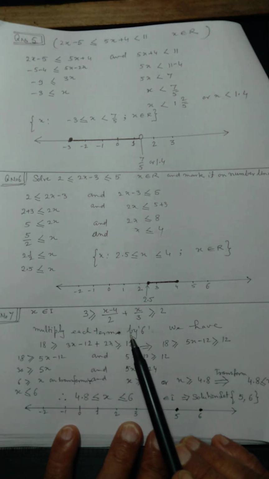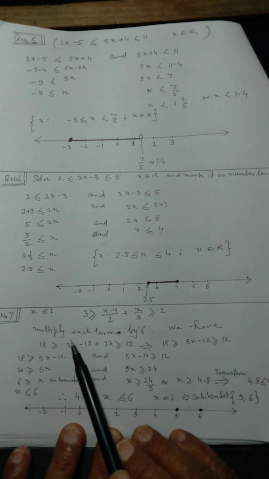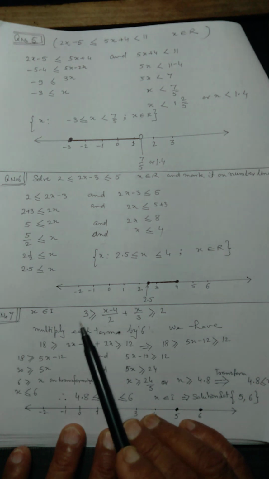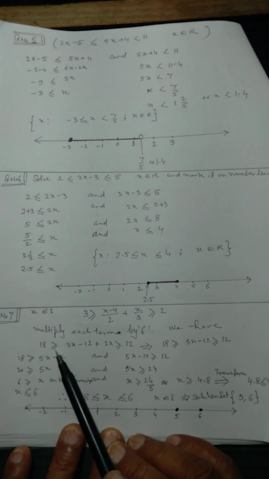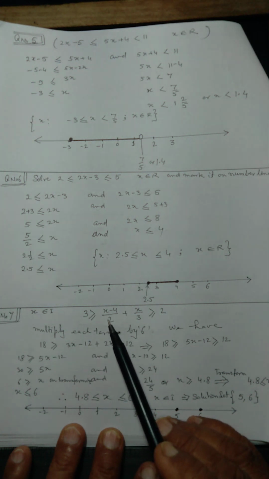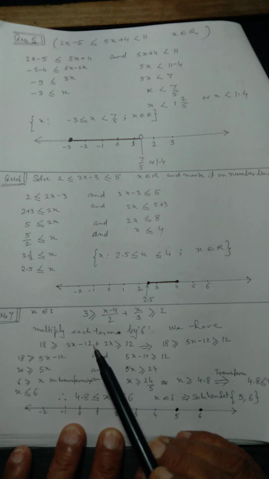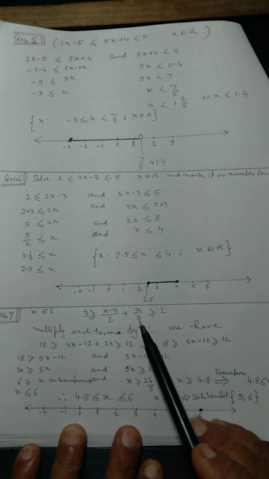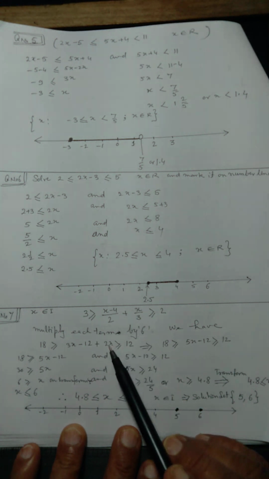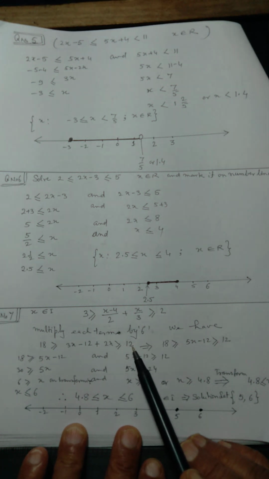Multiplying each term by 6, we have 18. You see, 6 times 3 is 18. So 18 greater than or equal to 3x minus 12. You see, once we multiply it by 6, 2 times 3 is 6, 3 will be multiplied to x, and 3 times 4 is 12. So 3x minus 12. Here also, you see, 3 times 2 is 6, so the 2 has been multiplied to x. So 2x. Now this is 2 here, so 6 times 2 is 12. I have written 12 here.